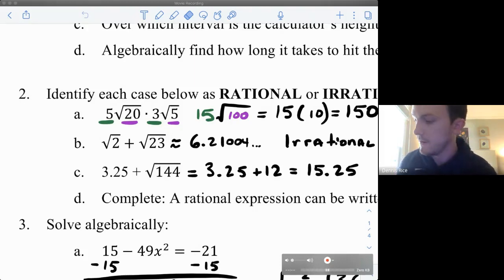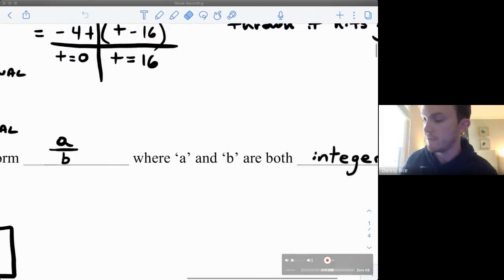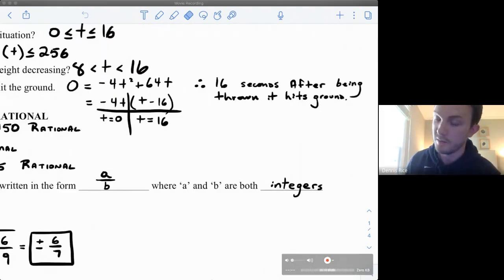Be aware of that. The definition of a rational number is you can write it as a over b, but a and b have to be integers. You can't say pi over radical 7 is a fraction, right? So it's got to be a fraction where the parts are integers.